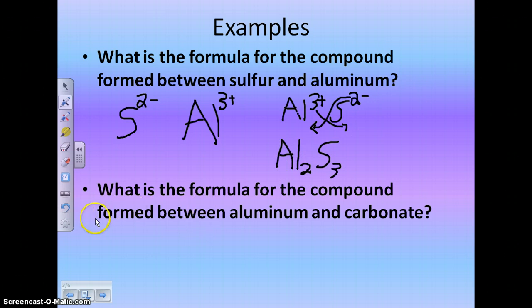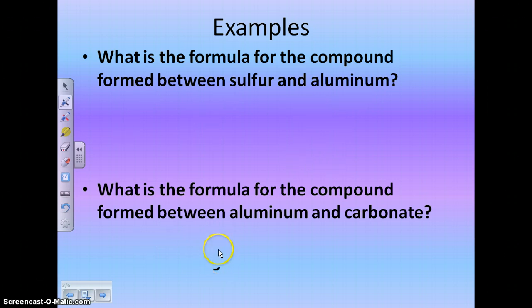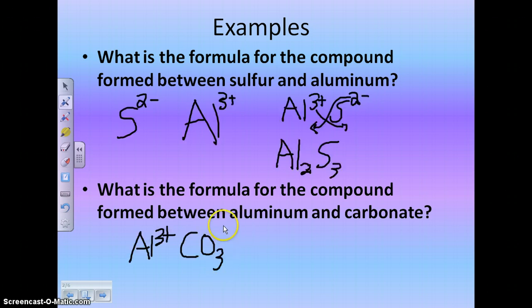All right, the second one we have aluminum and carbonate. We already know aluminum. Aluminum is the positive one. He is 3 plus, so we're going to put him first. So we got Al 3 plus. All right, and then we have carbonate. Carbonate is a polyatomic ion. Polyatomic ions can also be in ionic bonding. They're on that special sheet. And carbonate is CO3, 2 minus.